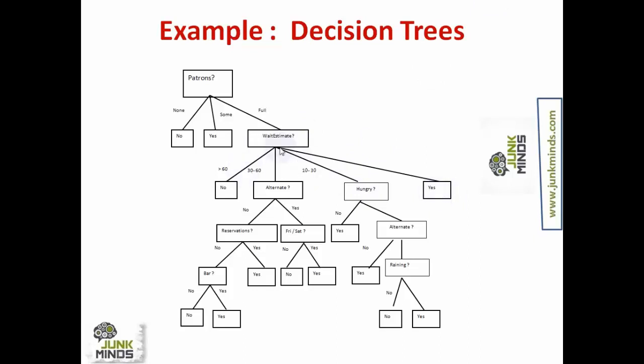Now over here, if it is more than 60 minutes, I've got my answer. If it is less than 10 minutes, I've got my answer. But what if, say, it was between 30 and 60 minutes? Then I'm checking, do I have an alternate? Suppose no, I don't have any alternate to that restaurant. So should I go ahead and make a reservation at the current restaurant?